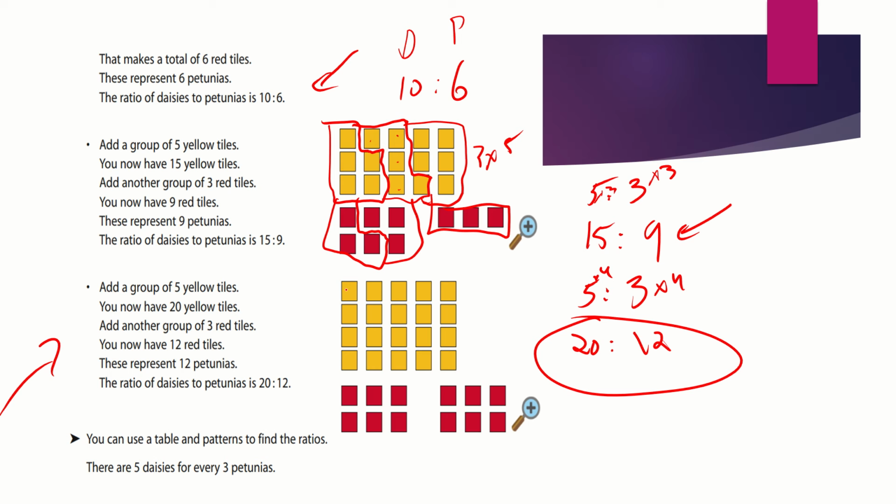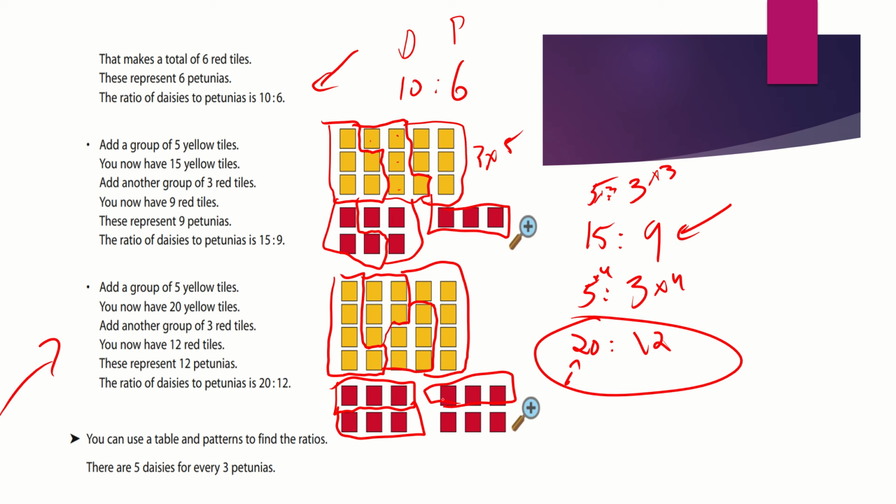So add a group of 5 yellow tiles. So I got 1, 2, 3, 4, 5. 5, and then 5. So we have 4 groups of 5, so that equals 20. Well, now we have to do this. We go 1, 2, 3 is 1 group, 1, 2, 3 is 2 groups, 1, 2, 3 is 3 groups, and 1, 2, 3 is 4 groups. So we have 12 red tiles in this case. So our ratio here is 20 to 12.